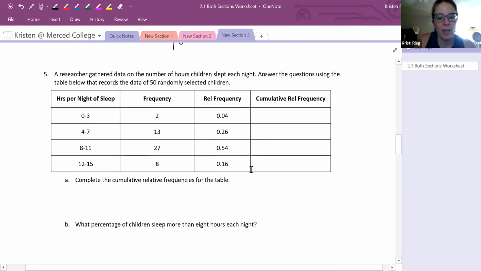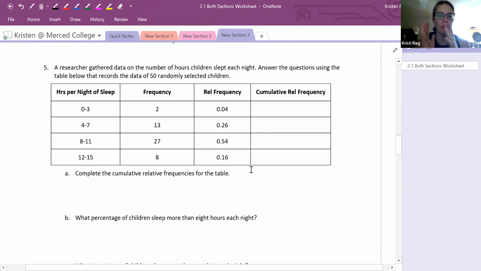Okay. Adding on one more word. So we talked about frequency. That's the tallies. We talked about relative frequency, and here you can see it's listed as a decimal. And that is just saying out of these 50, well, let me read the question first. A researcher gathered data on the number of hours children slept each night. Answer the questions using the table below that records the data of 50 randomly selected children.